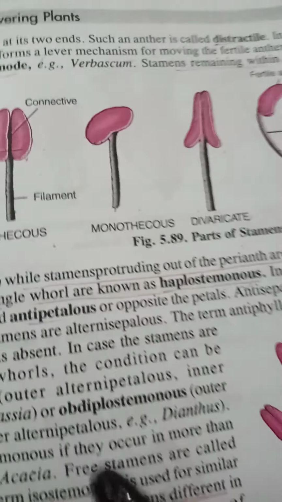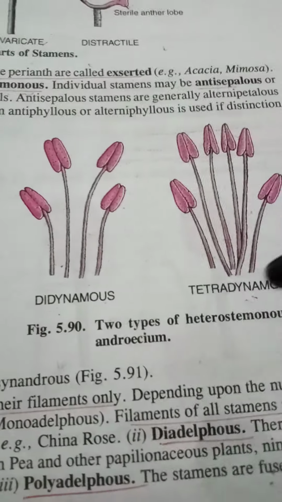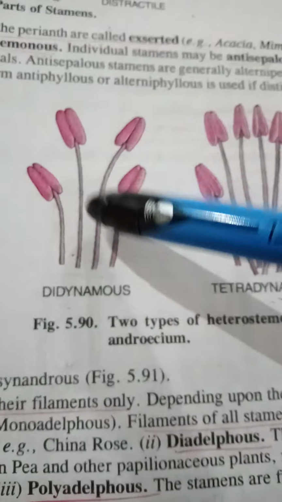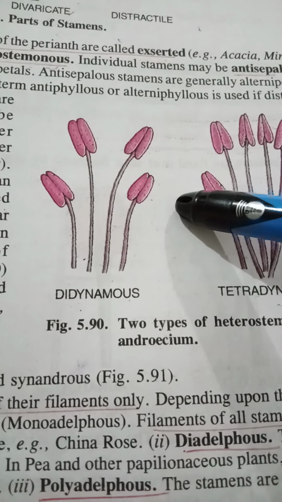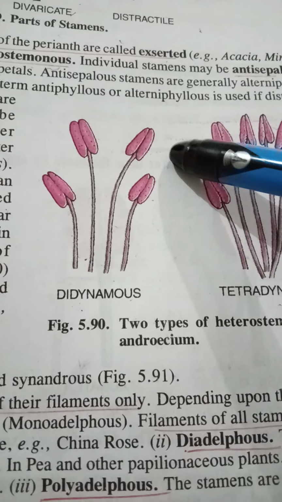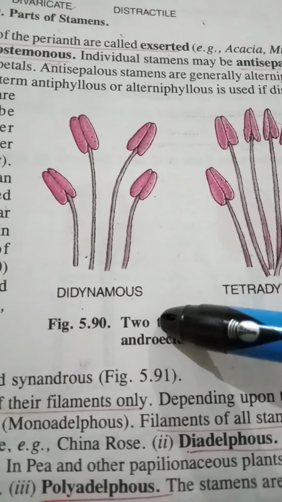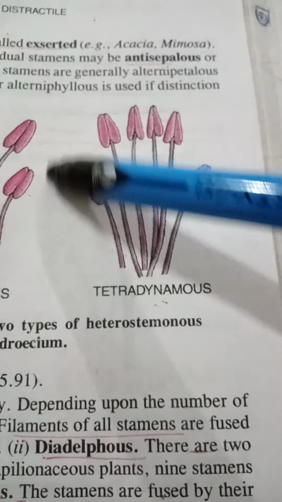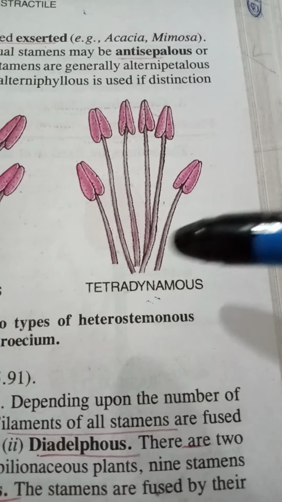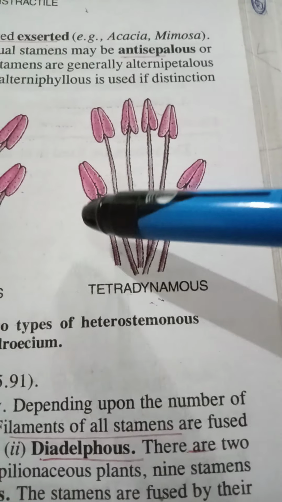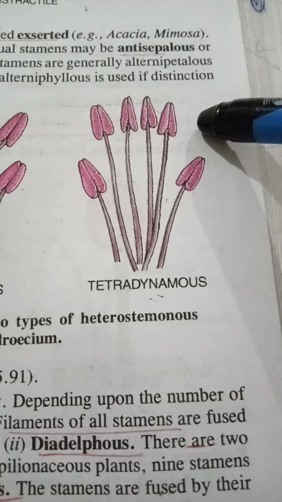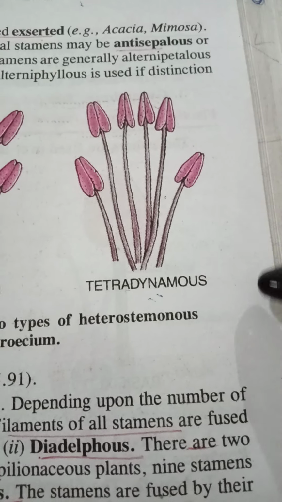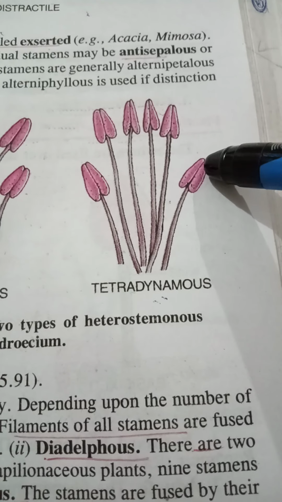Another two important terms are the didynamous and tetradynamous conditions. Sometimes in flowers, we find two different types of stamens, that means two short and two long stamens. This condition is known as didynamous condition. It is observed in Ocimum sanctum. And tetradynamous means two short and four long anthers. The two short anthers lie outside and the four long anthers are inner. This is observed in Brassica. So this is a tetradynamous condition.